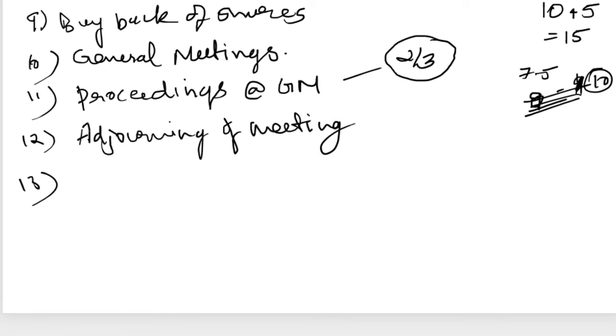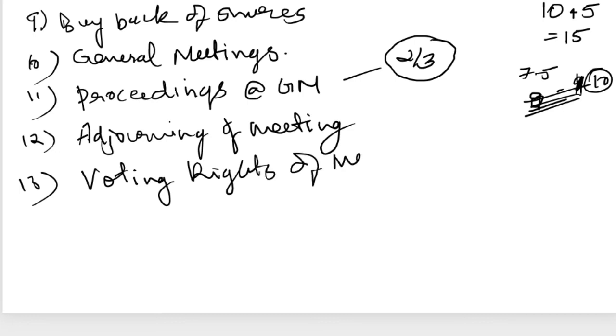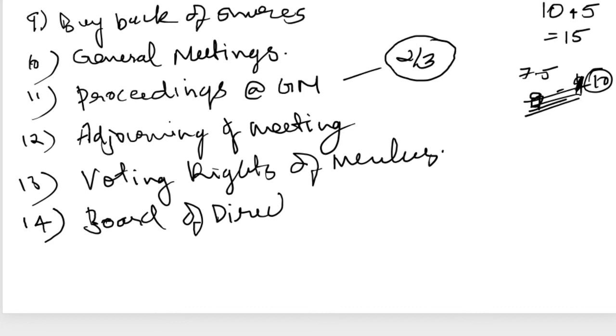Next is the voting rights of members. Next is the board of directors. Explain about the board of directors. The article of association should mention all the details, a full description of the board of directors: their name, their age, their father's name, their mother's name, their residence address, their qualification, shares, everything.